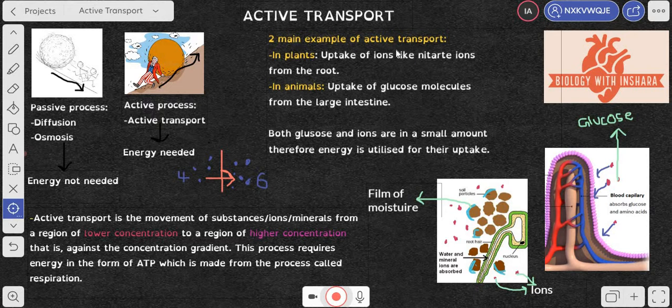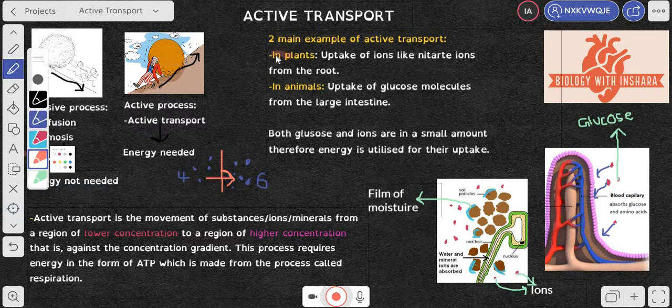Now, there are 2 main examples of active transport. Let's first talk about the example in plants. In plants we have uptake of ions like nitrate ions from the roots. When we say uptake of ions, the root hair cells of a plant absorb the ions needed for remaining healthy and to prevent certain diseases. That happens through the process called active transport, because generally speaking the concentration of ions is less in the soil and more in the plant, so energy is needed to absorb them.